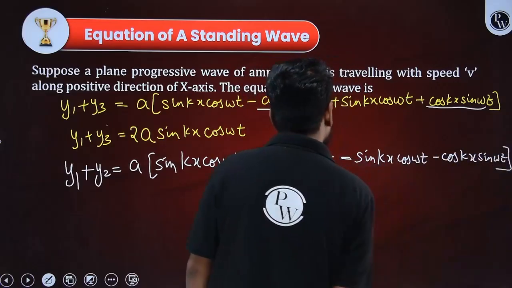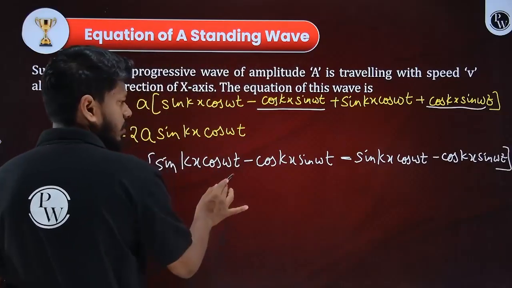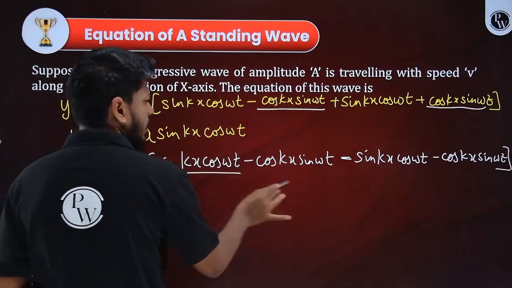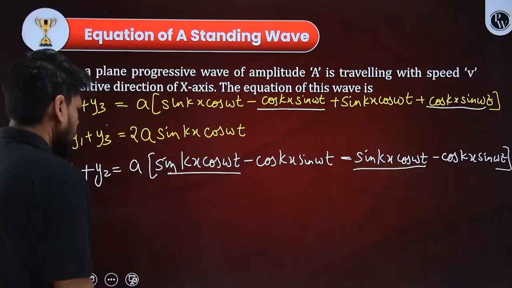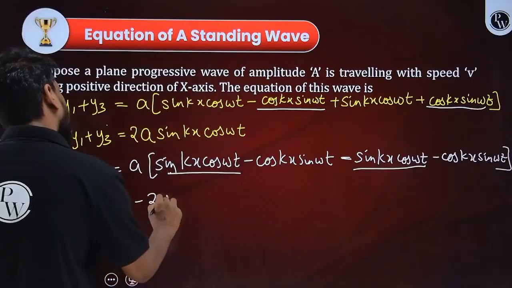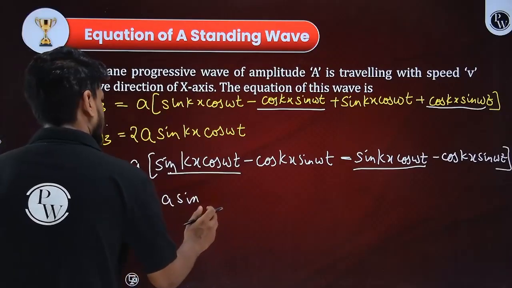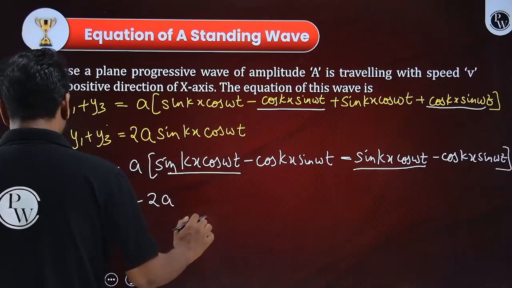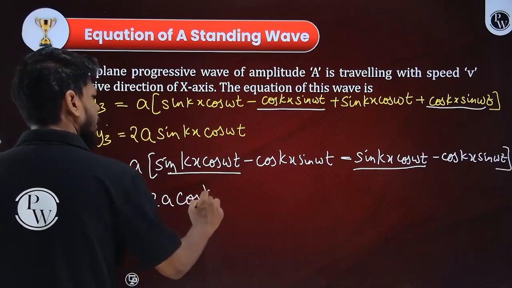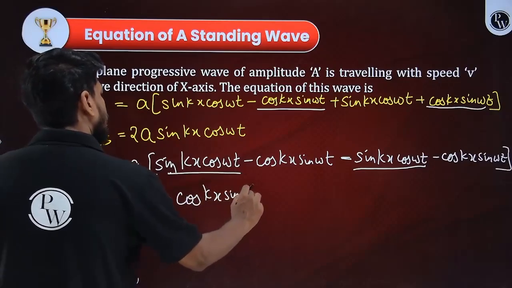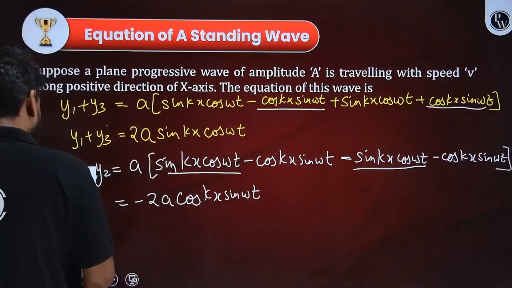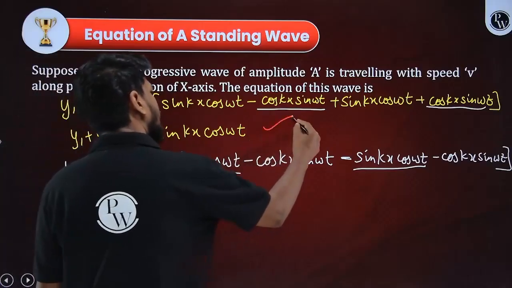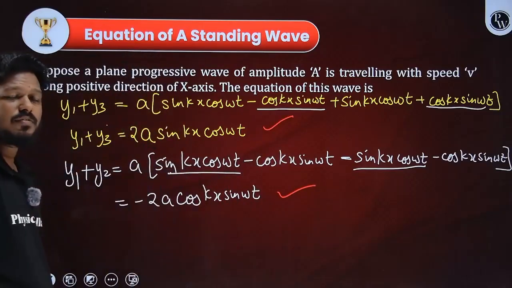If we do this, what will happen? This term and this term get cancelled. So what will be my answer? Minus 2a cos kx sin ωt. So this is the equation of standing wave. This can be the equation of standing wave.